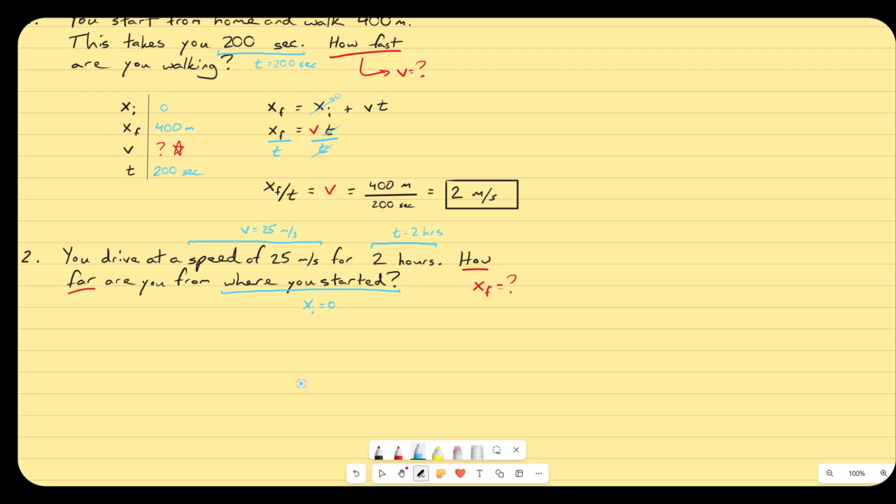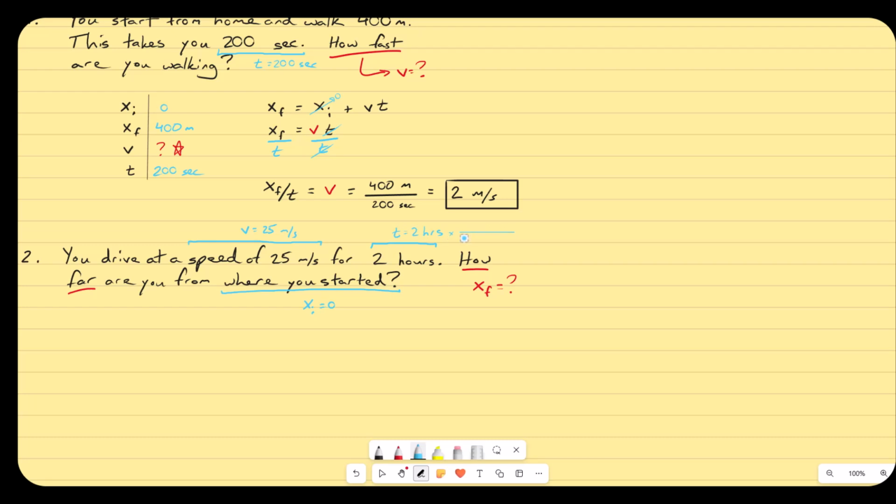And now we've run into a little bit of an issue. We have a speed in meters per second. We have a time in hours. I don't want my time to be in hours, or I don't want my speed to be in meters per second. It's easier for me to convert this thing that's in hours. I want it to be in seconds so that it matches.